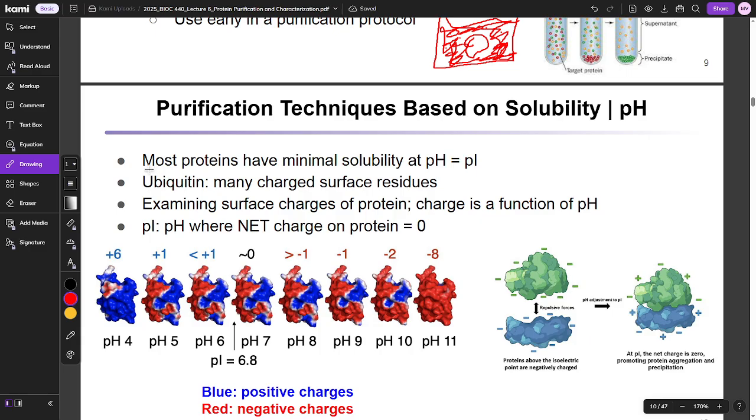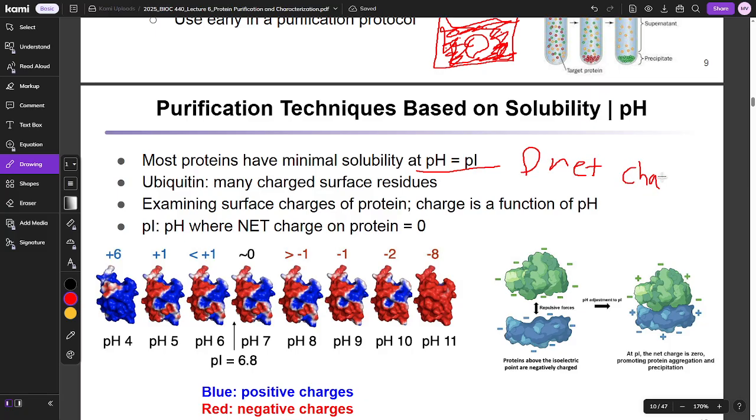Yeah. So this is an interesting idea, and actually very important: variable solubility at pH equals pI. Why is that? It's because the pI is the point where the net charge on the protein is 0. So there's no net charge on the protein. That doesn't mean that there's no charge at all. It just means that there's no net charge.